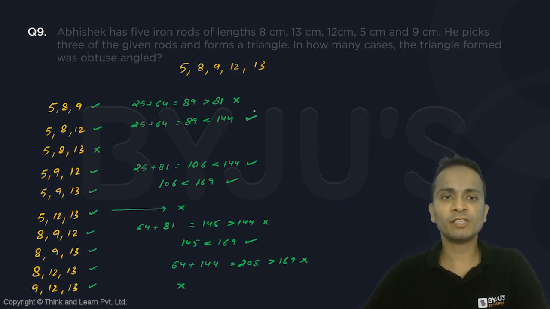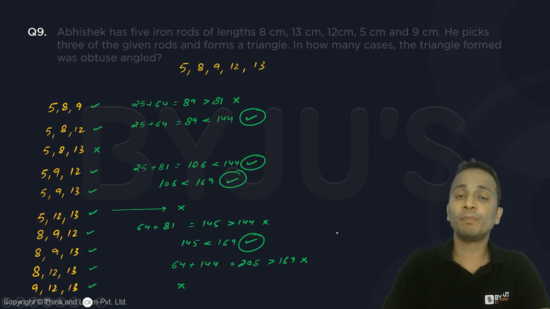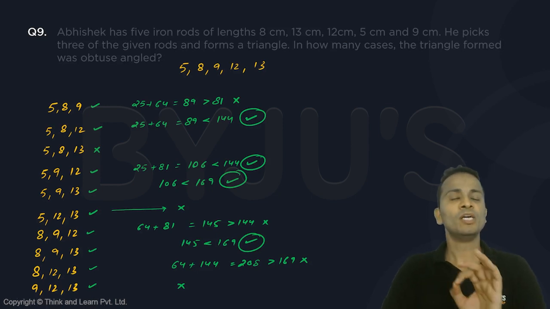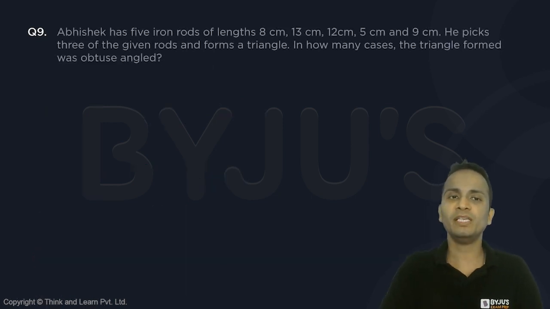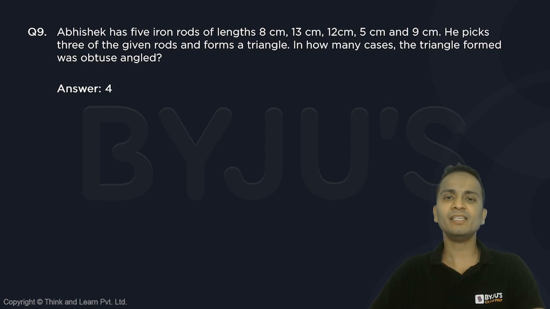So the number of cases in which an obtuse angle triangle is made is 1, 2, 3, and 4. So there are 4 cases in which an obtuse angle triangle is made. The answer for this question should be 4. All right, so that is the answer for question number 9. Yes, this was slightly lengthy, but doable question.